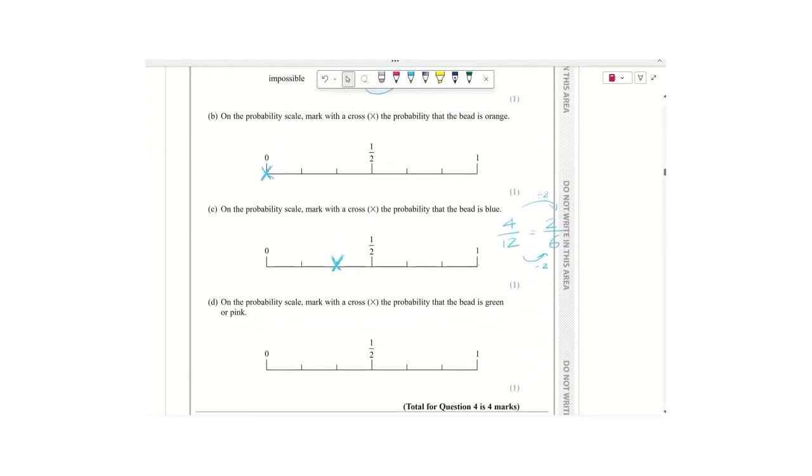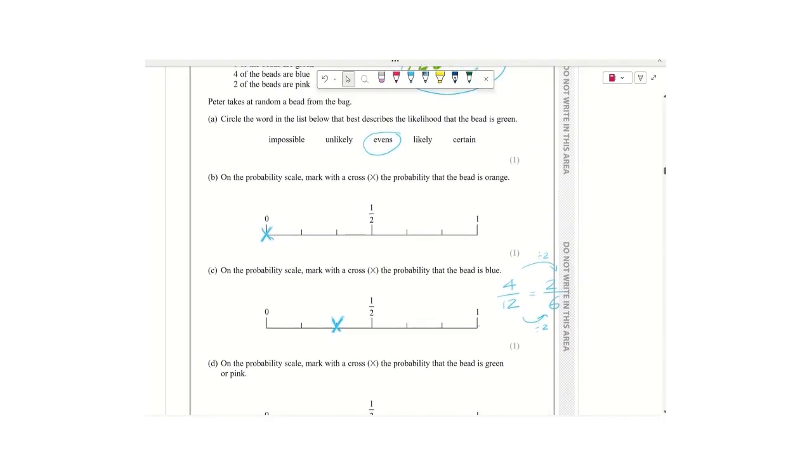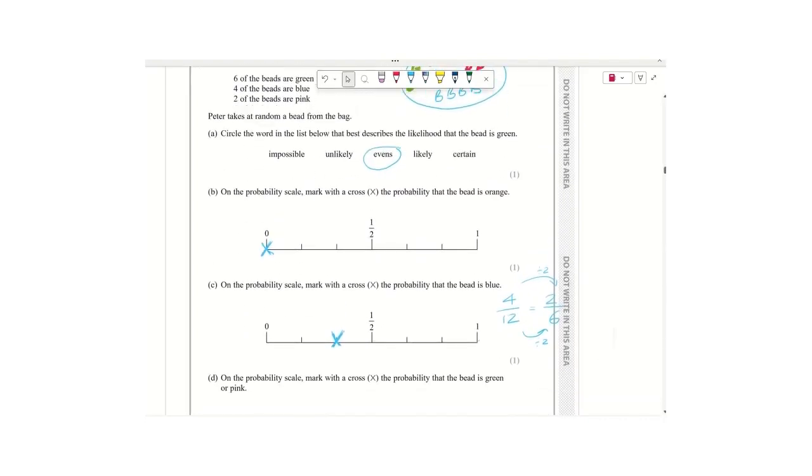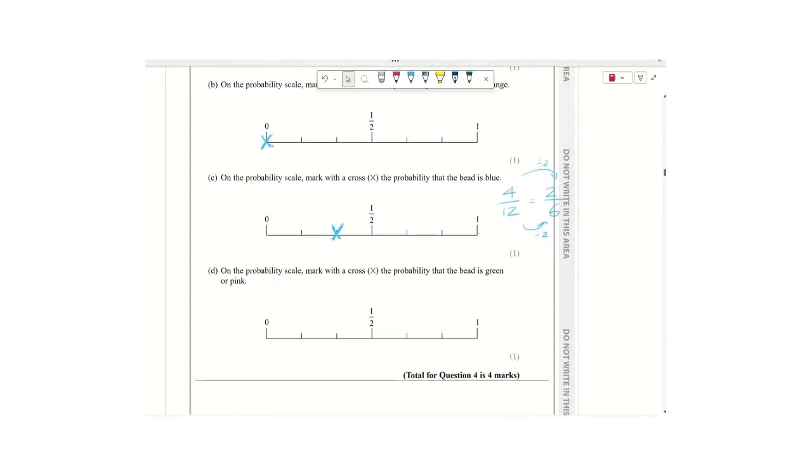The probability that it is green or pink, well, that's the rest of the beads. So if it's not blue, it has to be green or pink. So if 2 out of 6 were blue, then 4 out of 6 have to be green or pink. So that will be that one there.